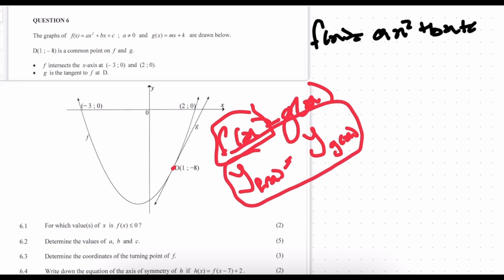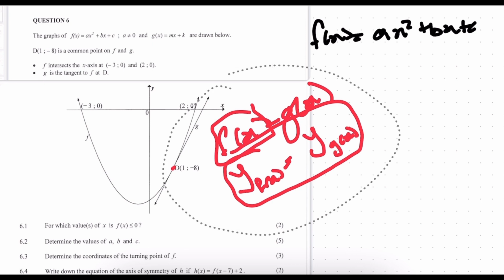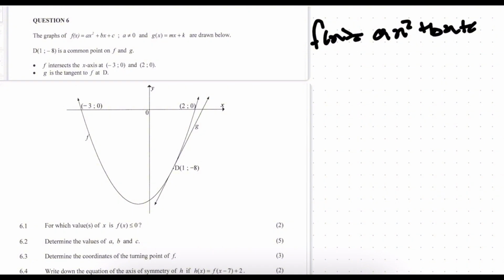So I'm just enlightening those who might need enlightenment. Those are just basics that you need to have in mind before solving these questions. g is a tangent at D. Okay, g is a tangent of f at D.